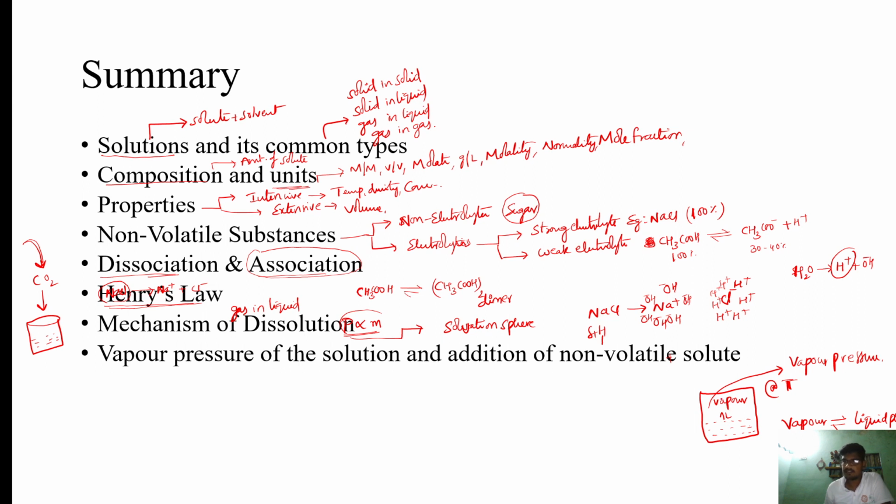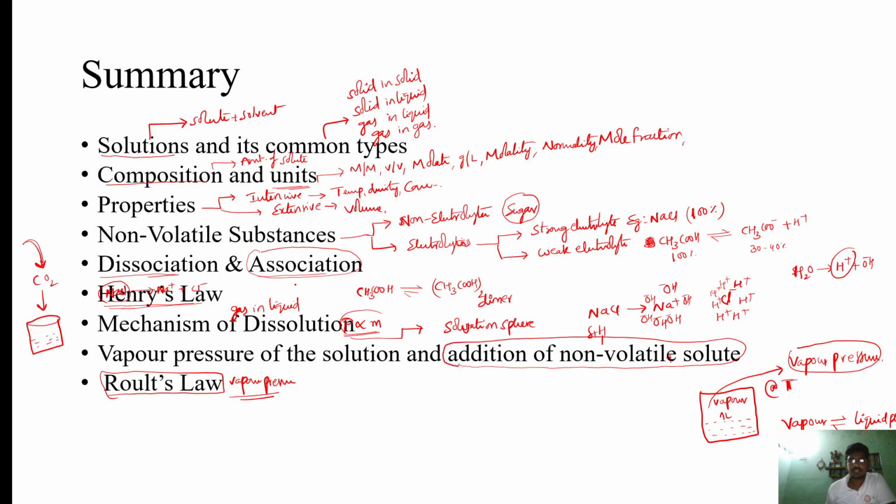Thereby it itself exerts pressure on it, and this pressure we call vapor pressure. Hope you understood the difference between this vapor pressure and the pressure that is involved in Henry's law. And as a resultant, we have Raoult's law, which completely talks about vapor pressure. So here we discussed another concept, that is addition of non-volatile solute.